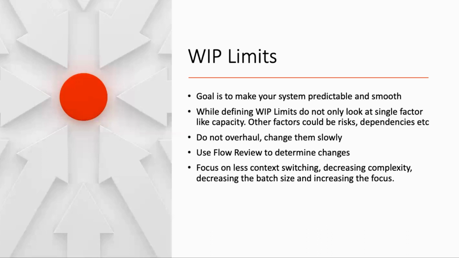So what we usually do is, okay, we have a 3-member team. We can do 3 tickets at a time. If you have a 6-member team, we'll say we can do 6 tickets at a time. So capacity is not the only factor that determines the WIP limit. There are many other factors.